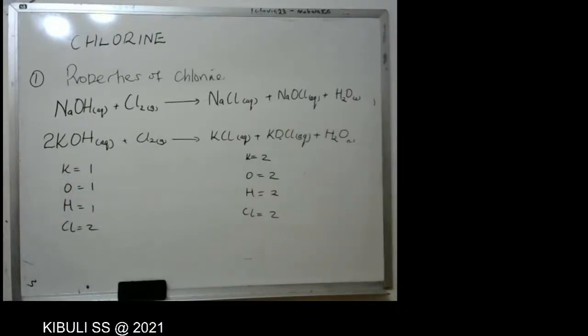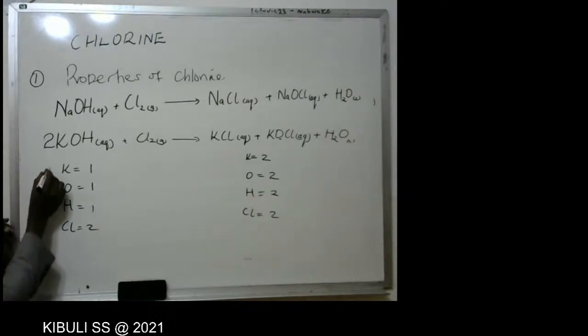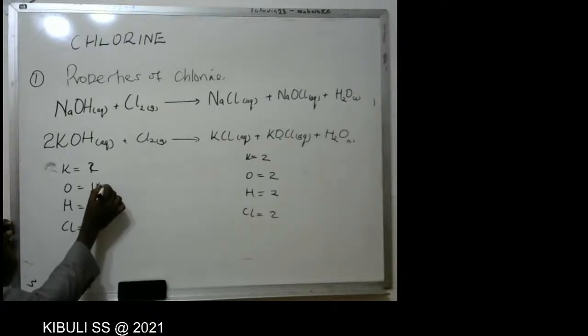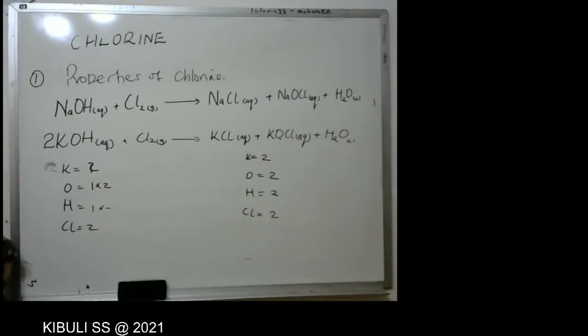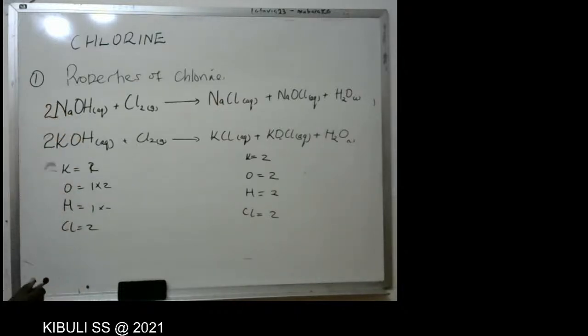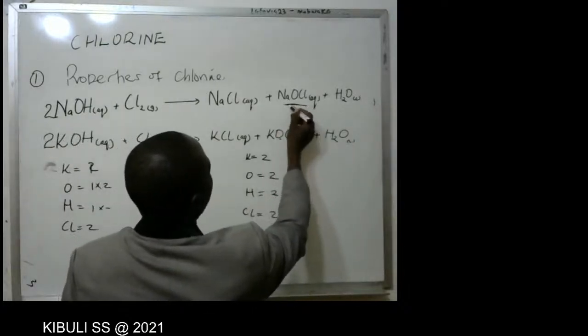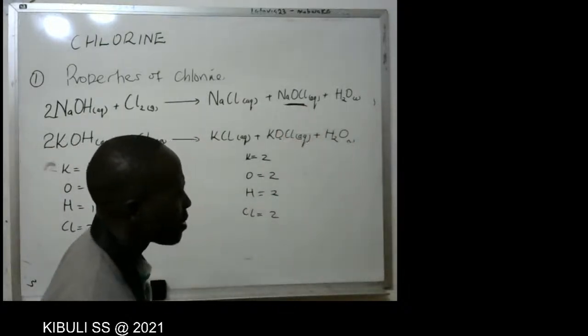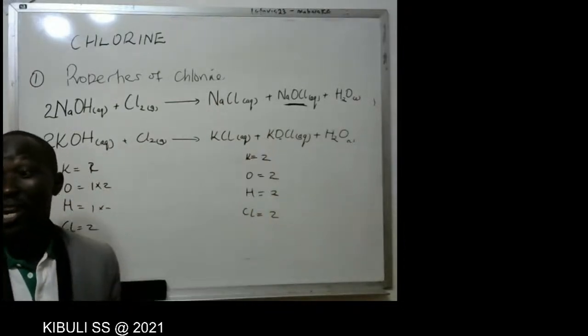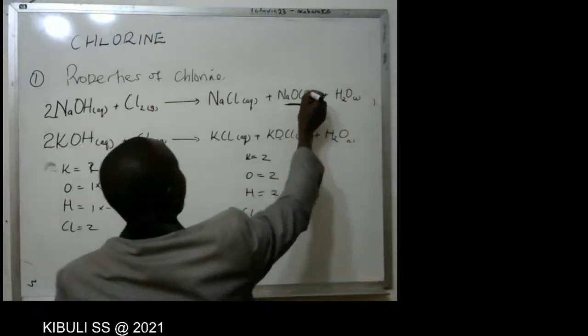When we do so, what happens? Potassium also becomes what? 2. This one also changes and becomes a 2. So what is this here? This is now a 2. It becomes a balanced equation for the reaction. What is the chemical name of this compound? What did we say? Sodium hypochlorite. What about this one? Potassium hypochlorite.